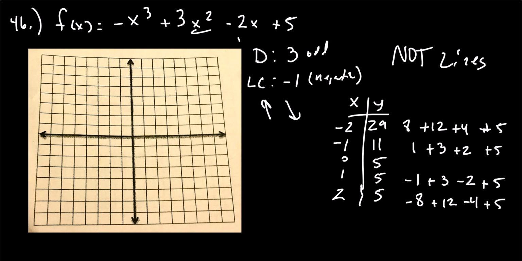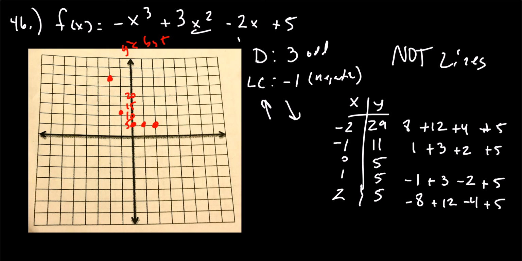Now remember, these are not lines. These are curves. So I'm going to graph my points. I'm going to change my y values. We'll go by 5s. So this is 5, 10, 15, 20. So each dash is 5. So I go -2 up to 29. -1 up to 11. 0, 5. 1, 5. 2, 5. So I'm going to connect my dots.